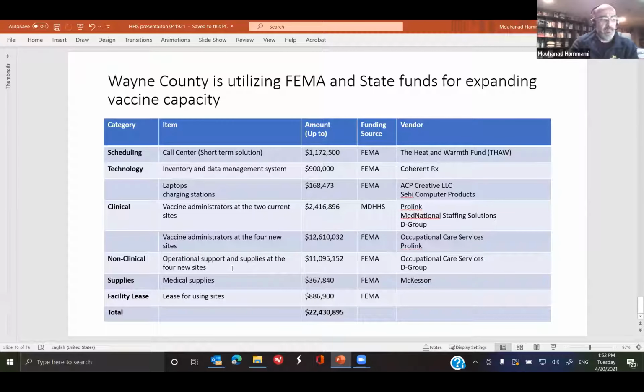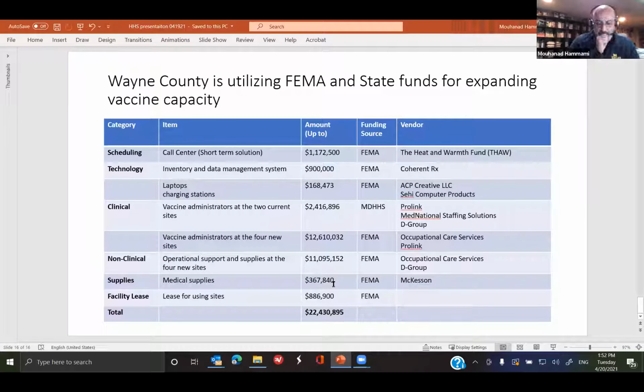For logistics, operational support, and supplies at the 4 new sites, we are using close to $11 million of the FEMA funds and using 2 vendors in supplying these services. We know that in order to open up at least the 2 new sites and enhance our capacity at the current sites, we had to purchase some supplies. So the county did purchase directly from McKesson medical supplies, and that was close to $350,000. This was also some of the FEMA funds.